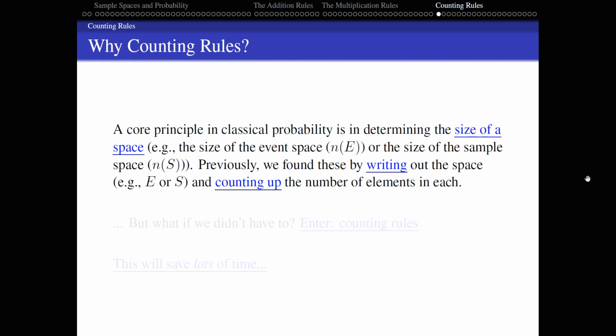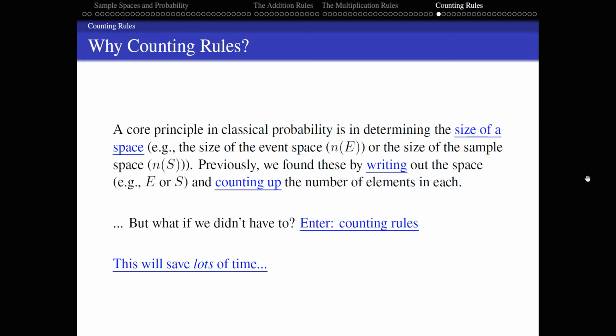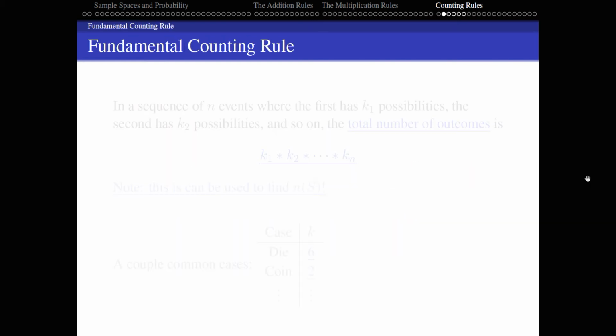Previously, we found these by writing out the event space or the sample space and counting up the number of elements in each. But what if we didn't have to write out the entire space before counting all of the elements? This is where counting rules come into play, and they will save lots of time in the future. So there are going to be several different kinds of counting rules. We'll go through examples of each.